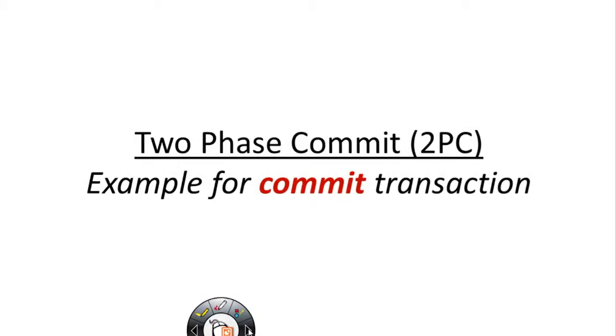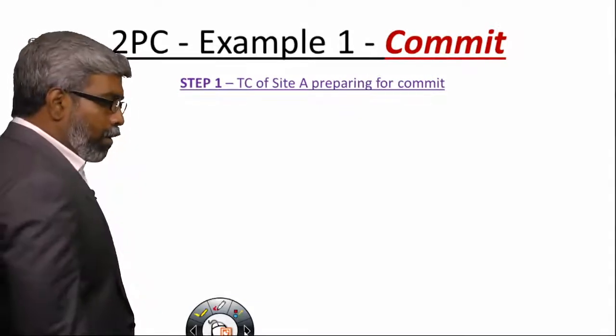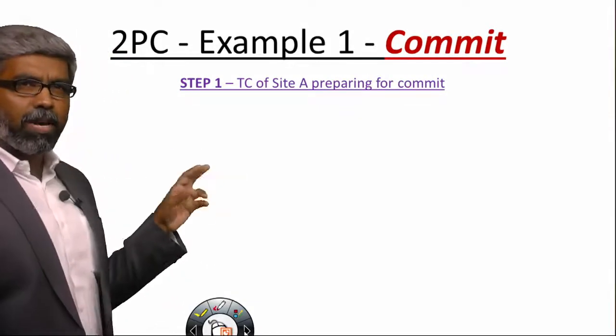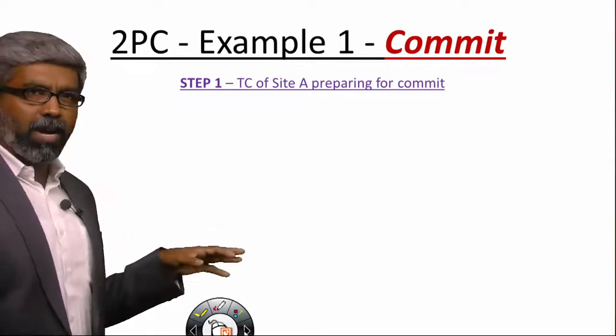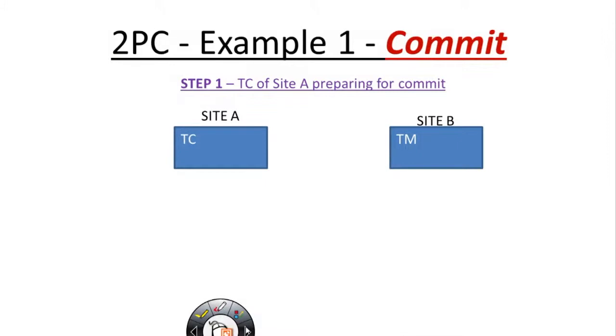Now let us see an example of the two-phase commit protocol for a commit transaction. This example explains the case where all the transaction managers respond with a ready T message. In that case, what will happen? Step 1, the transaction coordinator of site A. Assume that we have 3 sites, site A, site B and site C.